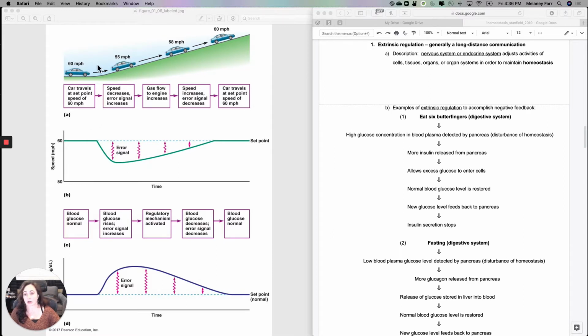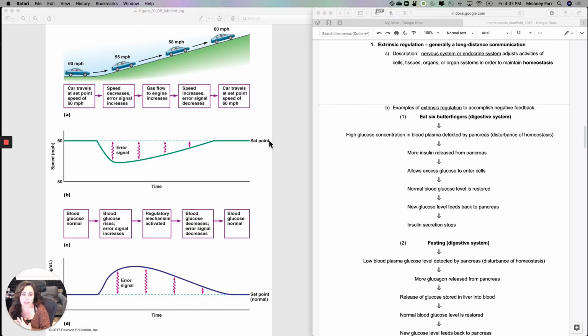But as you start going uphill, the speed drops and there's an error signal sent between the measured speed and the set speed, or the actual and the ideal speed. And then what happens is you institute a change, this time by pressing on the gas pedal to get it back up to the set point. So that's a general example of a negative feedback not in the human body.